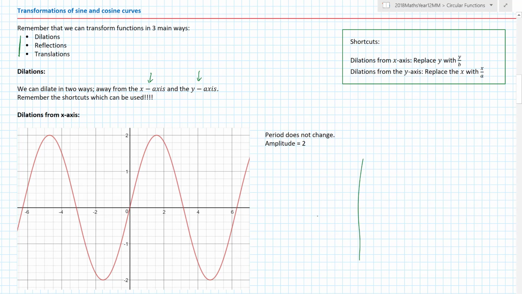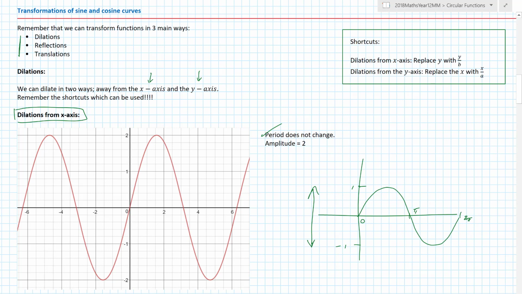Always go back to what your original initial sine curve looks like. Maximum of 1, minimum of -1. 2 pi, pi, and 0. Now, when you are dilating away from the x-axis, you will expect the period to stay the same, so that's why the period does not change, and the amplitude will end up doubling or tripling or whatever it is that this dilation is.